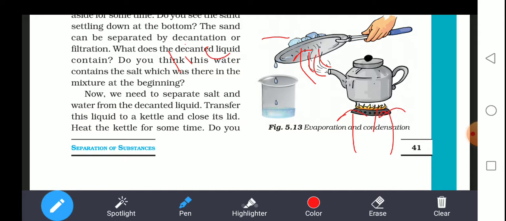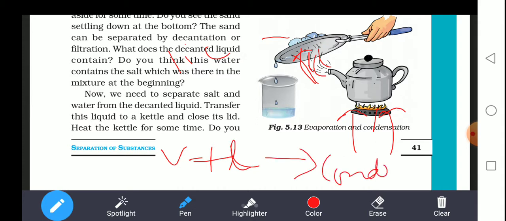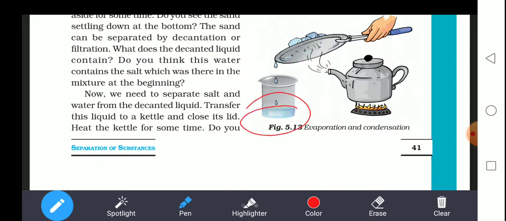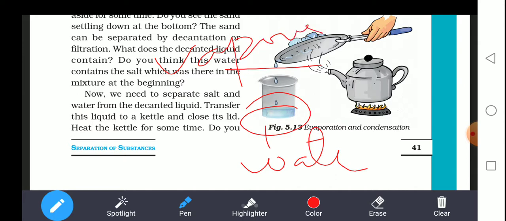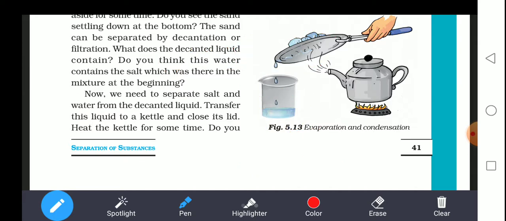This process, vapor to liquid. The conversion of vapor to liquid is known as condensation. What is that? The process of conversion of vapor to liquid is called condensation. Vapor means steam to water. Here water is collected. This is water. What is this? This is vapor. Vapor to water. Conversion of vapor to water is known as condensation.